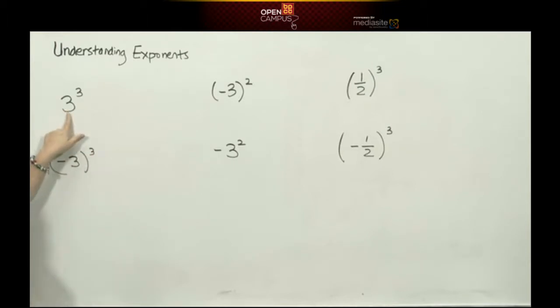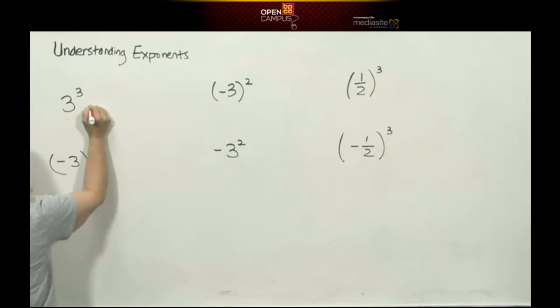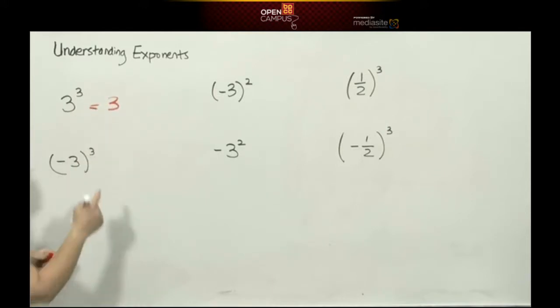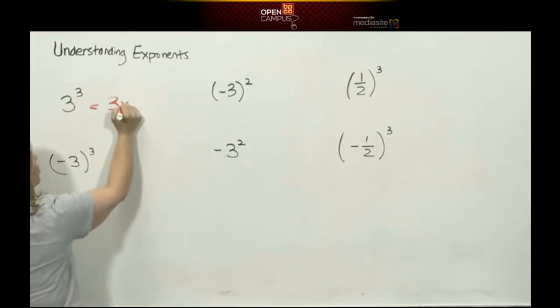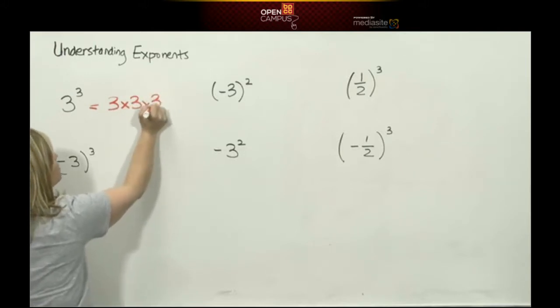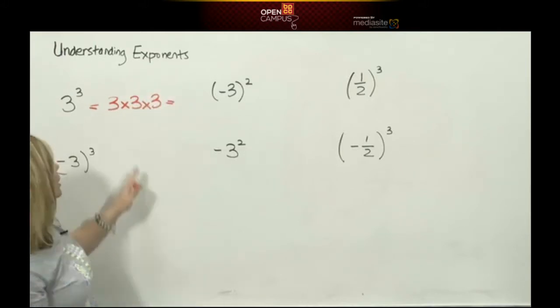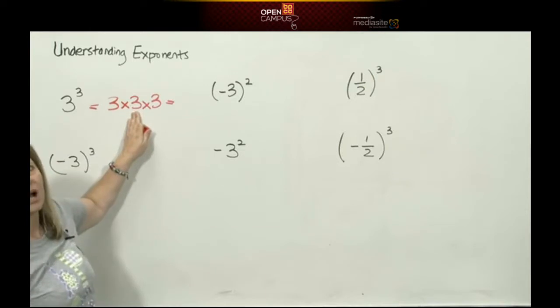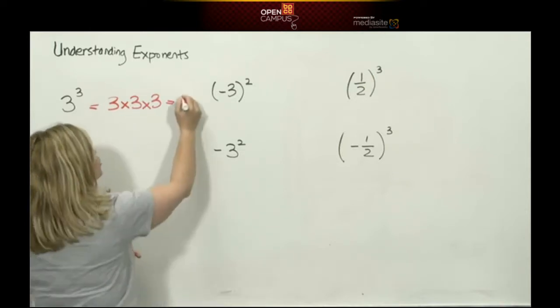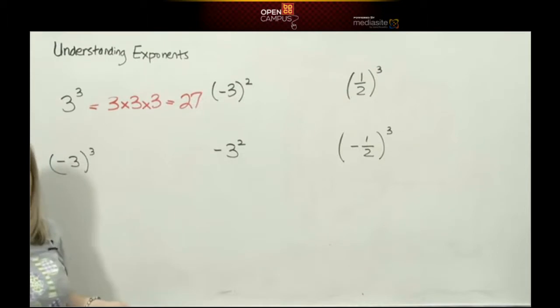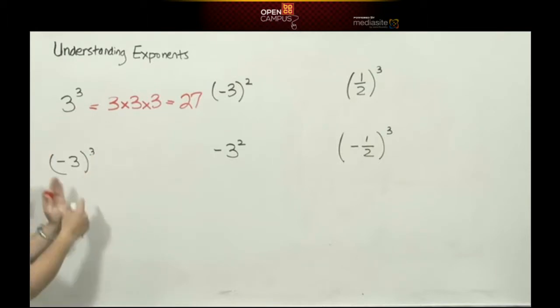So this is called our base, and this is our exponent. And the job of this exponent is to tell us how many times to multiply this base. So we take our base 3, and we're going to multiply it 3 times. So we'd write 3 times 3 times 3, and then we'd work it out. We would calculate 3 times 3 is 9, 9 times 3 is 27. Make sense? Great.